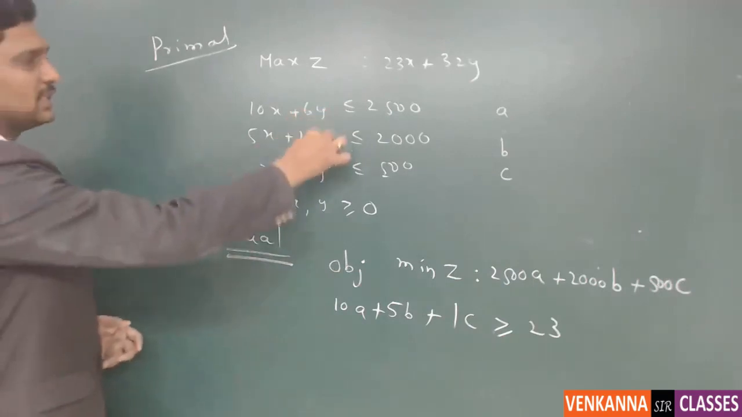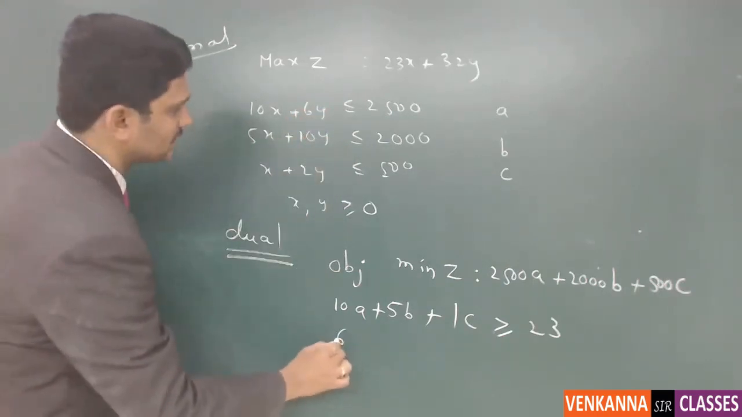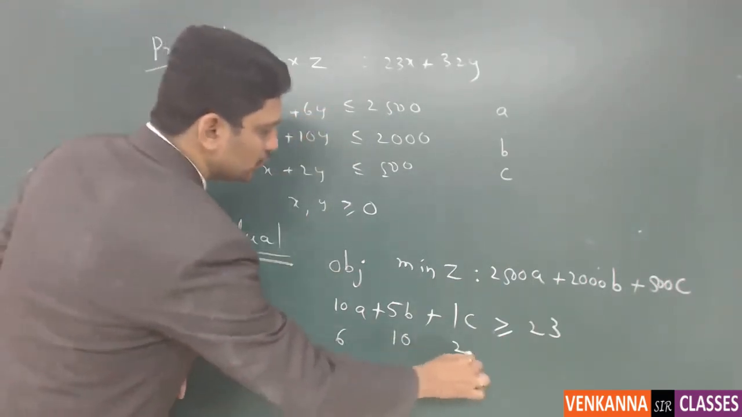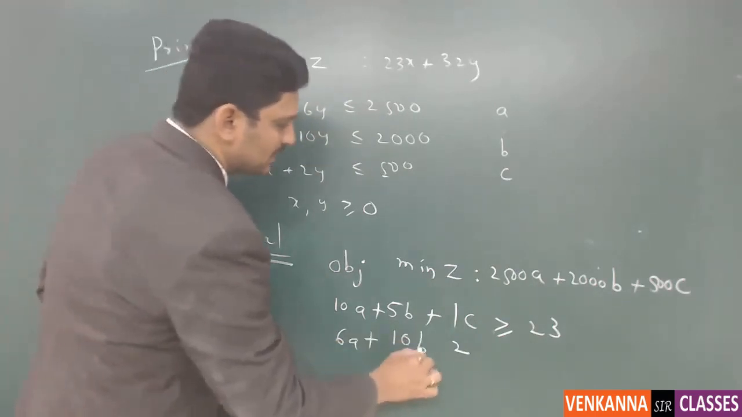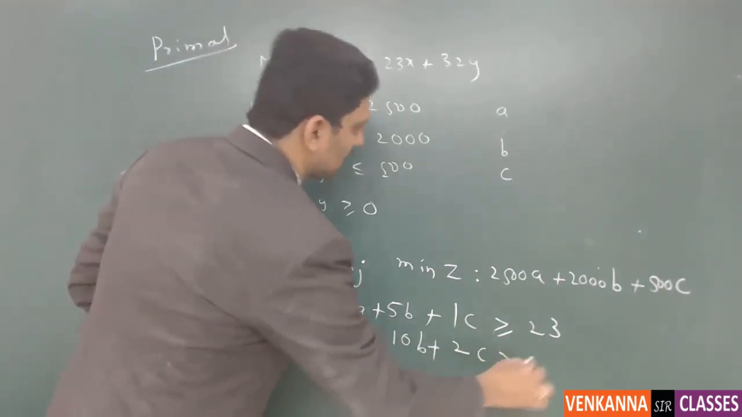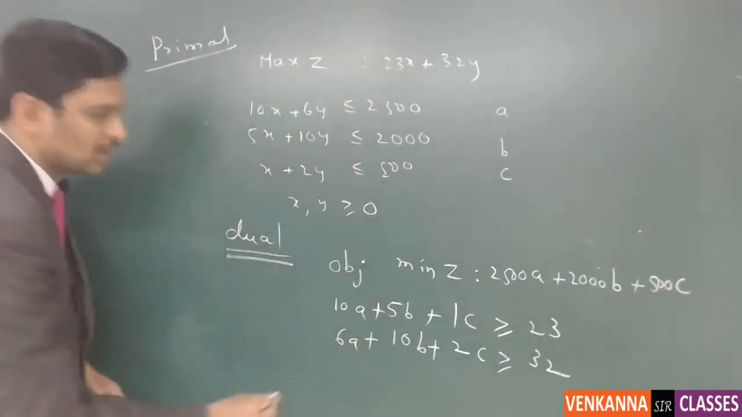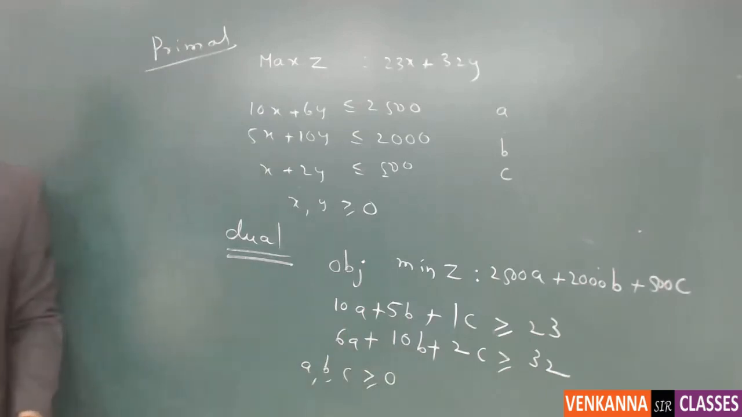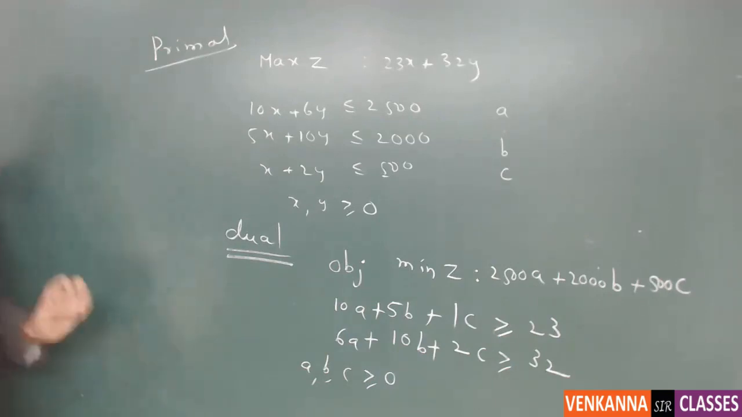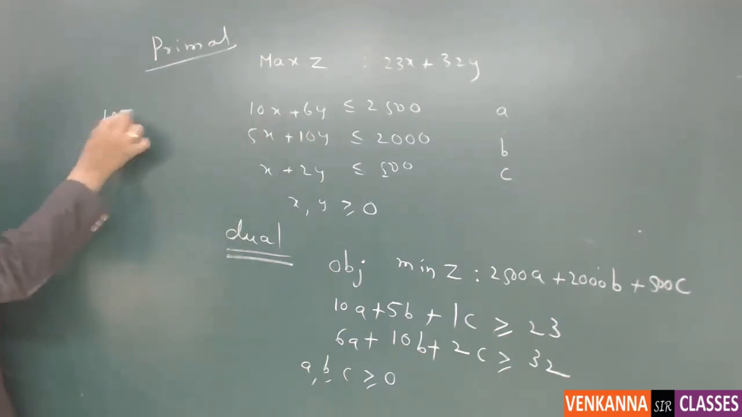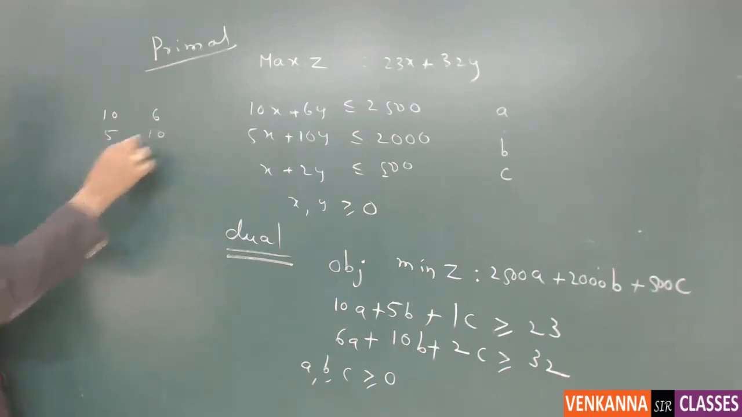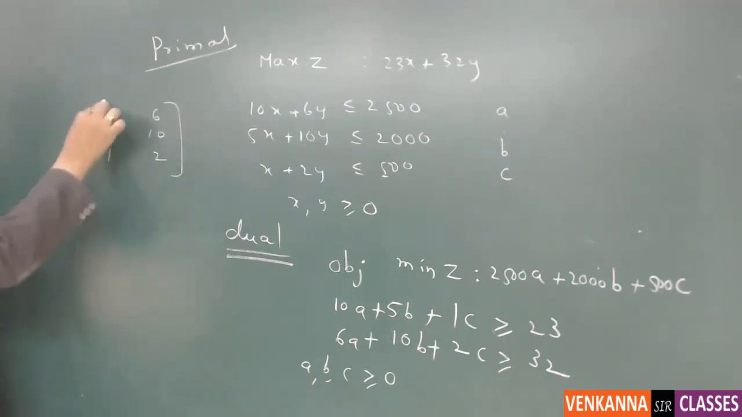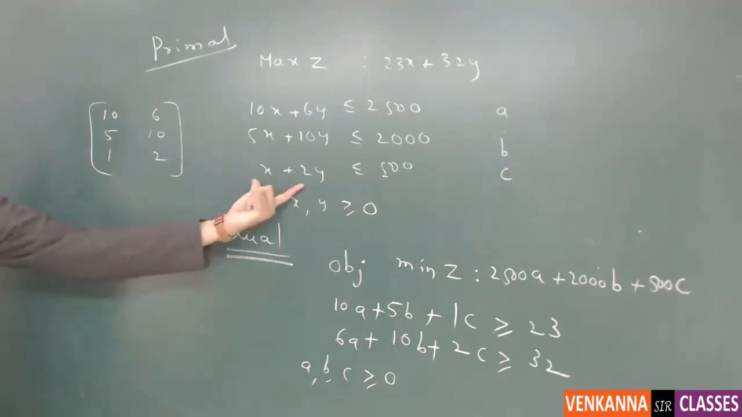Similarly, if you take this column, it will be 6, 10, 2. So 6a plus 10b plus 2c is greater than or equal to 32. And always a, b, c are greater than or equal to 0. Right. For convenience, please check 10, 6, 5, 10, 1, 2. This is the matrix associated with these symbols. Accepted?